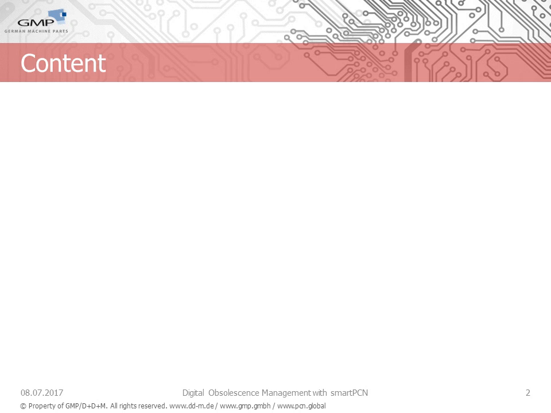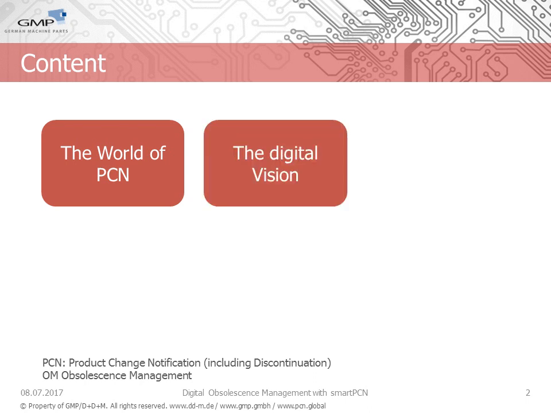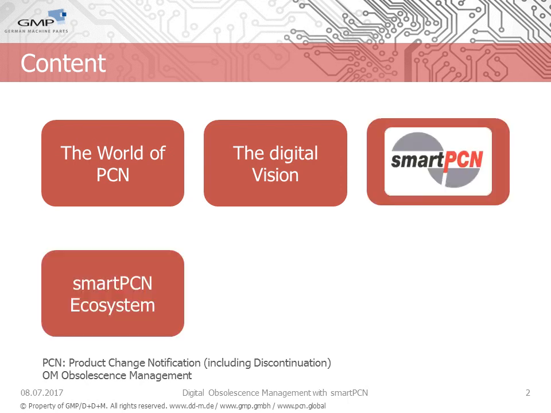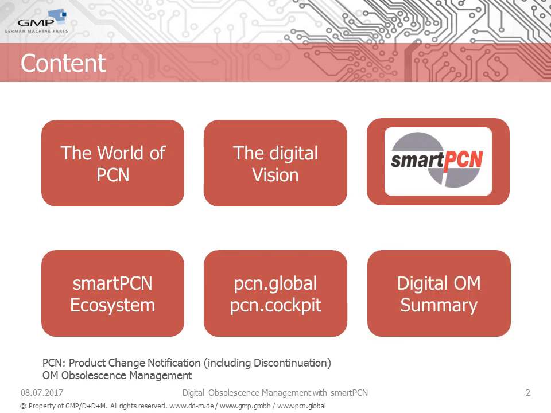Let me give you an overview about the content. First, I want to speak about the world of product change notifications. How does it look like today? After that, let's have a look on the digital vision which is made possible by smartPCN. The next part is the smartPCN ecosystem. The ecosystem is supported by pcn.global and pcn.cockpit. Those are professional products. And finally, I talk about the digital obsolescence management, ending with a summary.